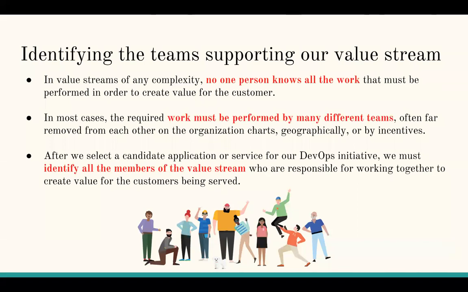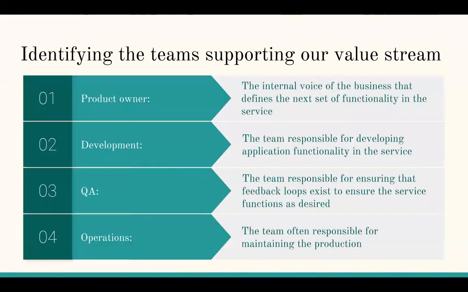So basically, in value streams of any complexity, no one person knows all the work that must be performed in order to create value for the customer. In most cases, the required work must be performed by different teams, and these teams are separated inside the organization or geographically. After we identify these teams, we need to identify what they do and what they are responsible for. And basically, there are main kinds of teams.